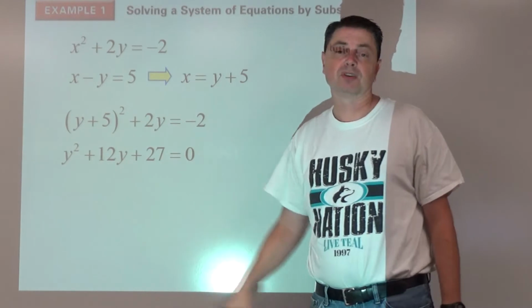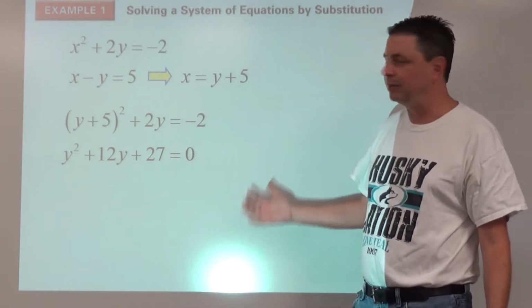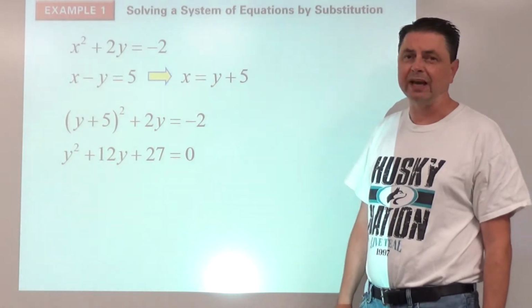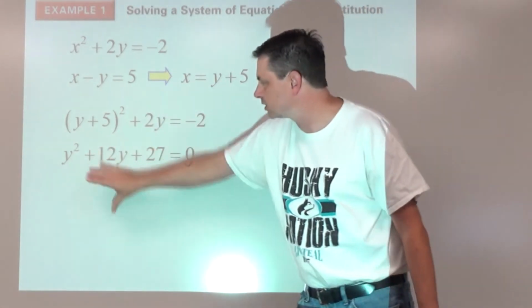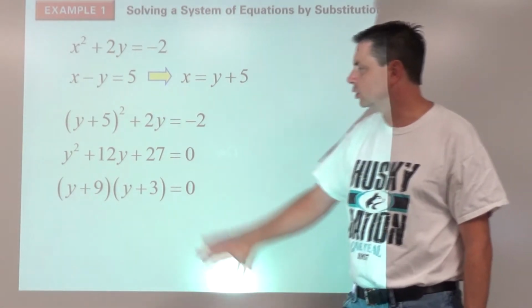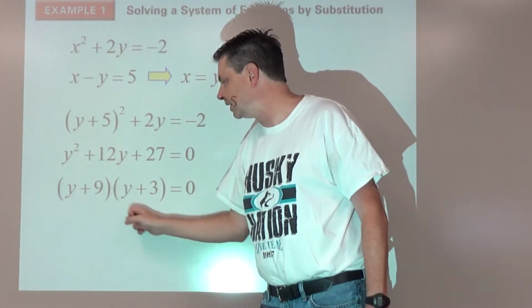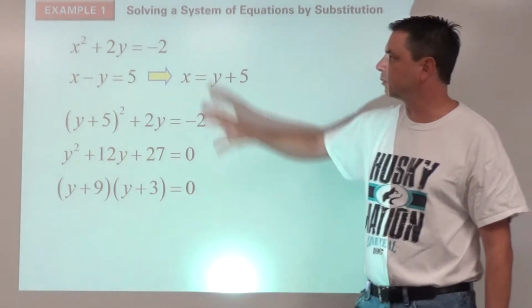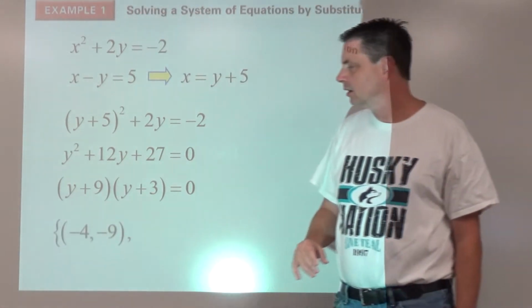We can now attempt to factor. If that didn't work, maybe complete the square, quadratic formula, different methods that we have of solving quadratics. But I think this one does factor. And so according to the zero product property, y equals negative 9, y equals negative 3. That's not the solution. Remember, we do have x's as well.